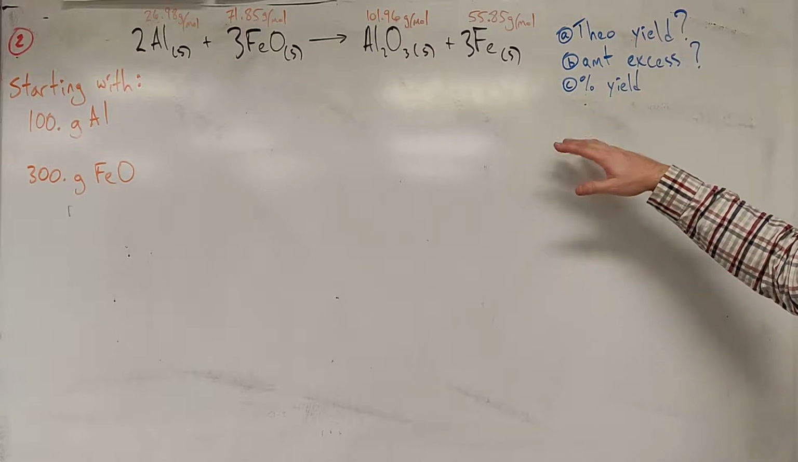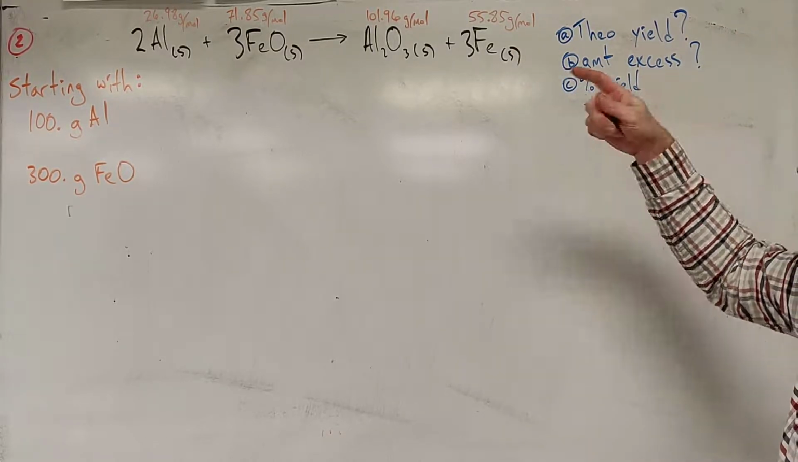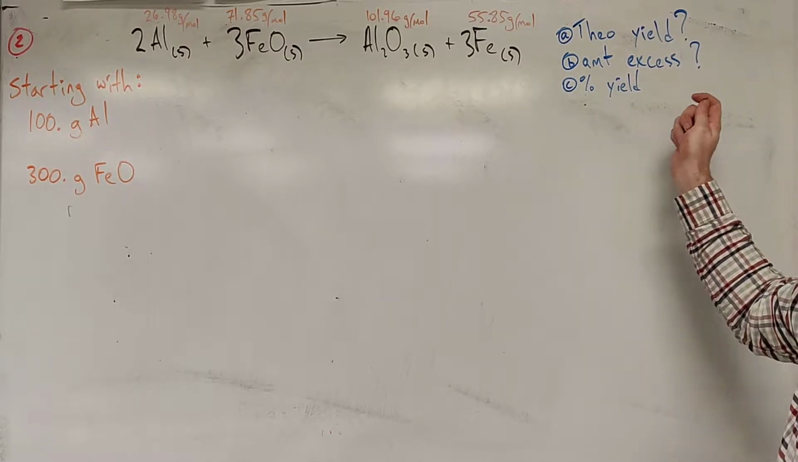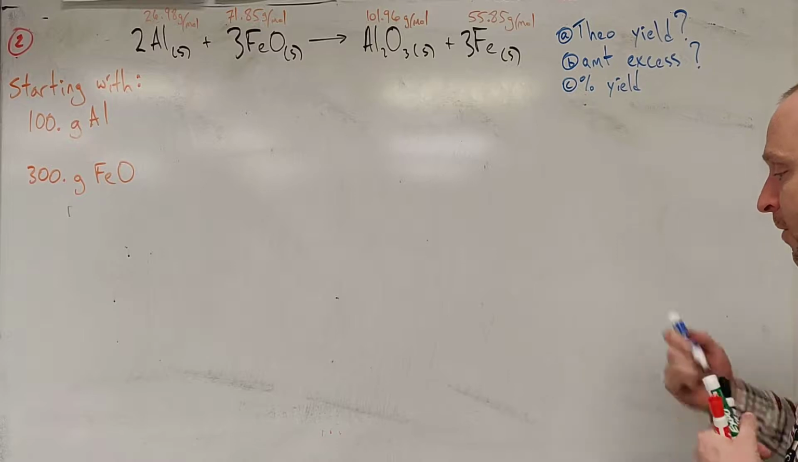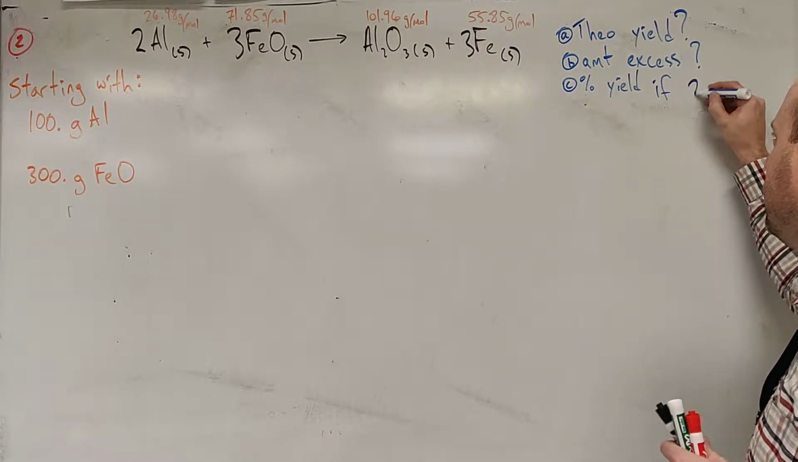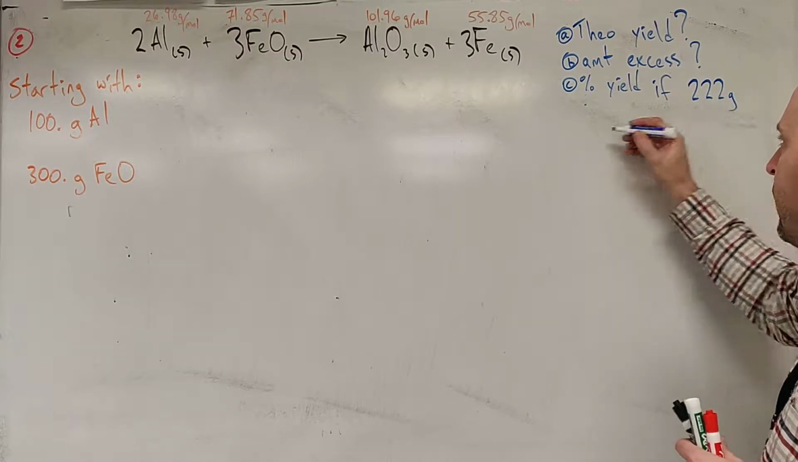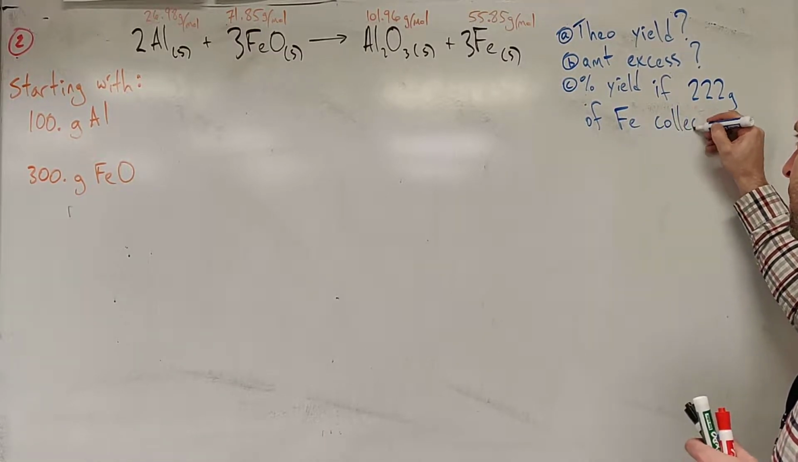These are the things we're going to be looking for. How much stuff can we make? What is our amount that's going to be left over? And what is our percent yield? And to get a percent yield, we're going to have to be given some actual amount. If, we'll just say 222 grams of iron are collected.